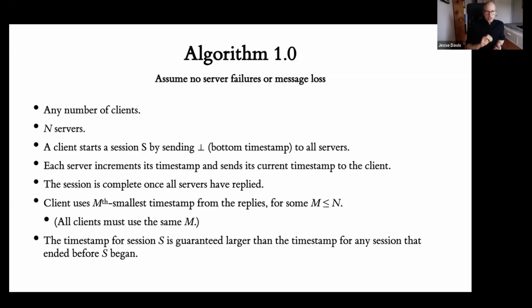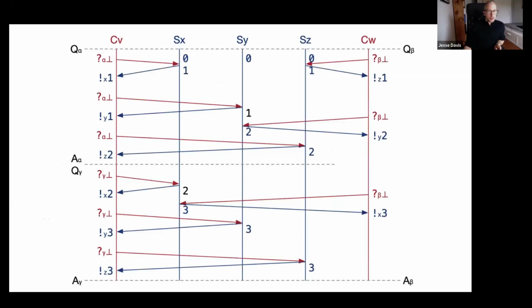The algorithm guarantees that the timestamp for session S is larger than the timestamp for any session that ended before S began. And this is called Theorem 1 in the paper. It sounds to me a lot like a linearizability guarantee. I'm not sure if it's exactly linearizability. The paper mentions linearizability, but it doesn't spend much time focusing on it. So let's look at an example from the paper of version 1 of the algorithm going.